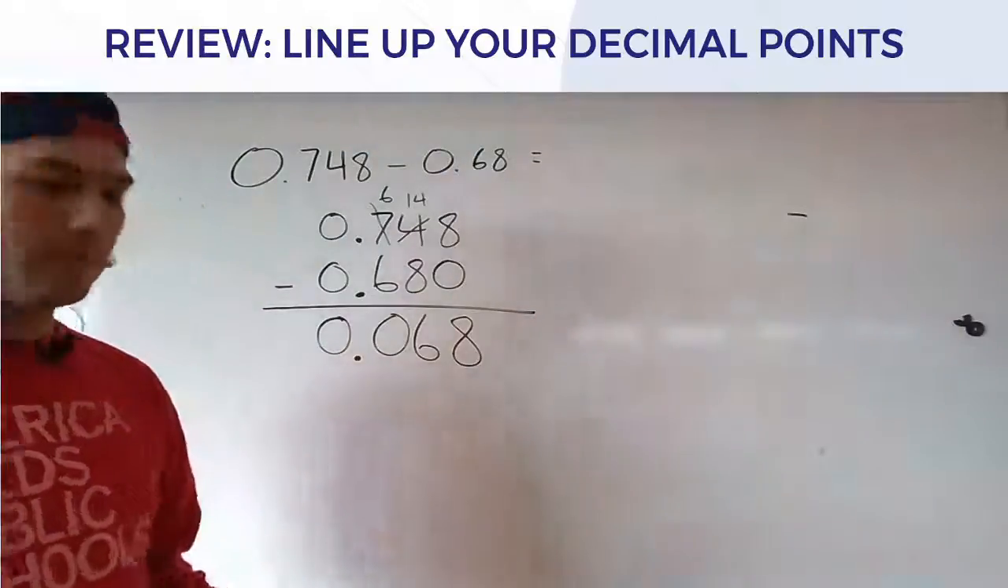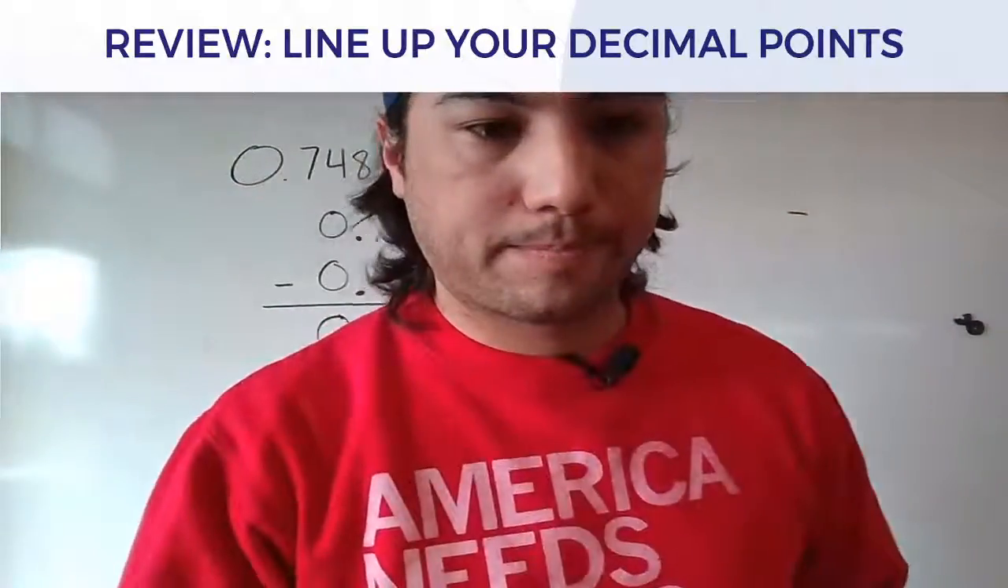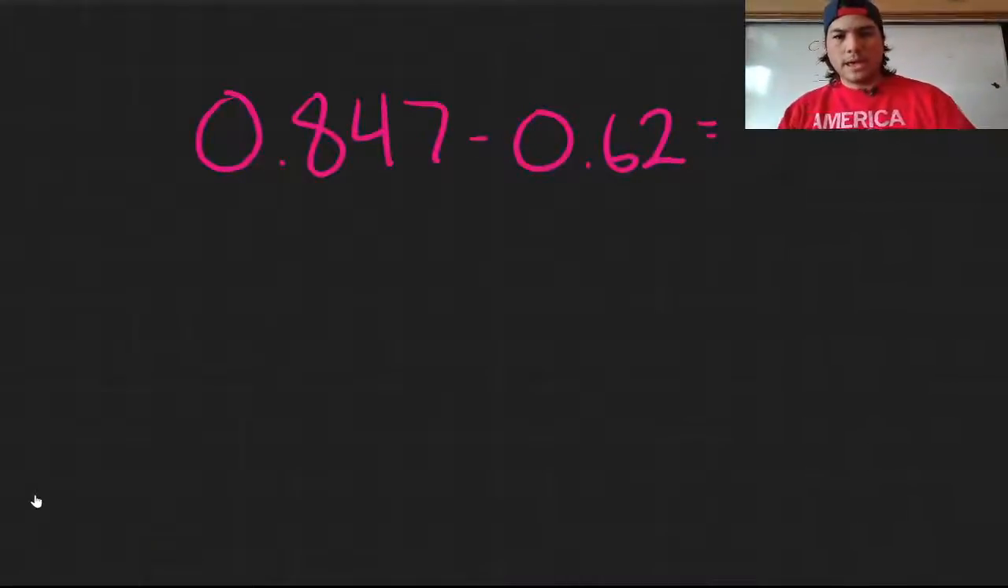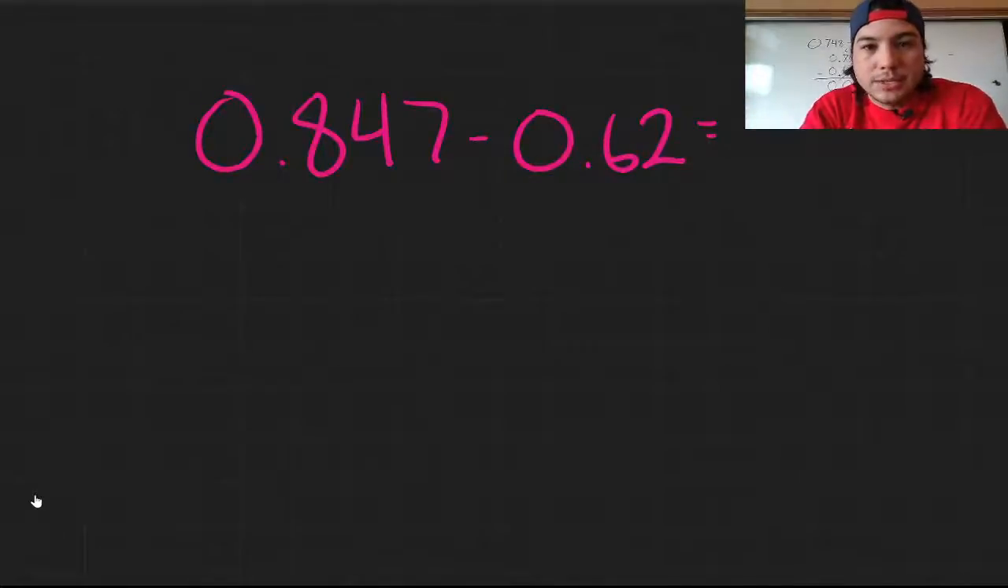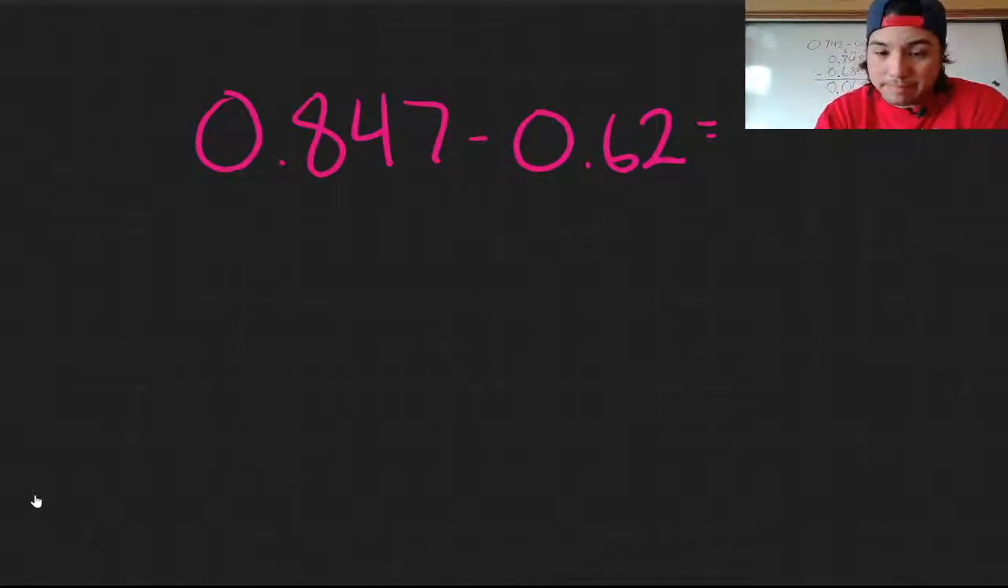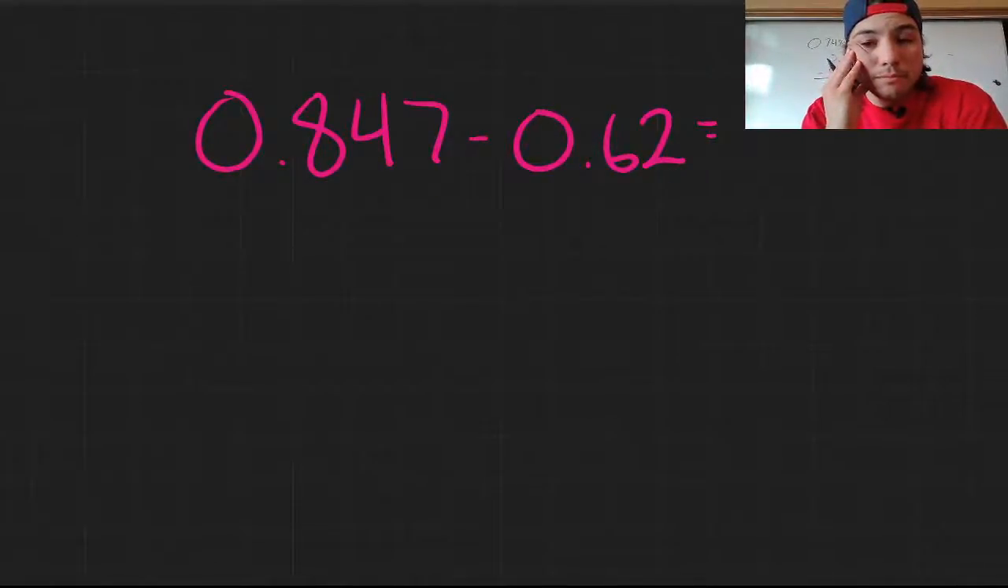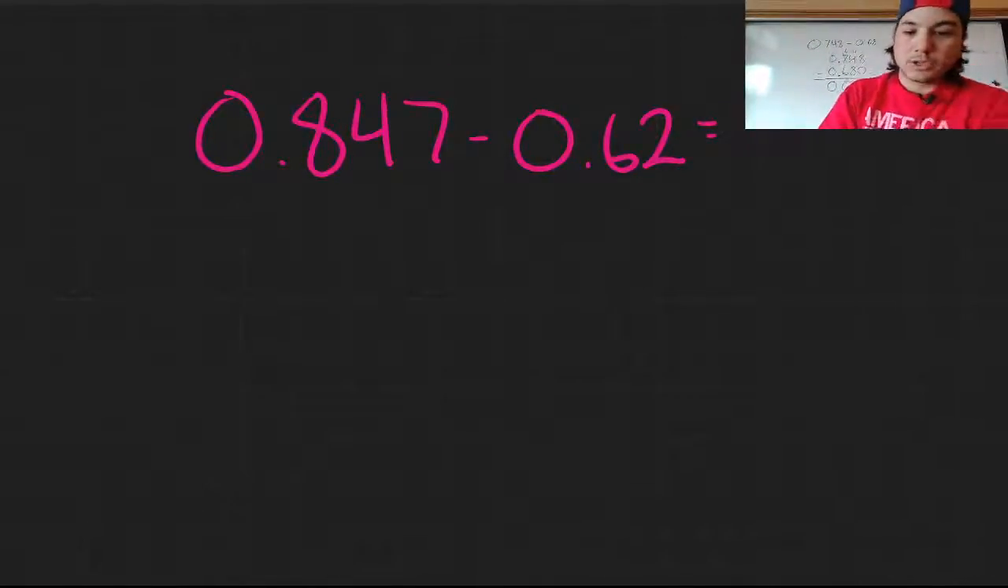Okay? So let's go to our digital whiteboard and try a few. First one here. 847 thousandths minus 62 hundredths. Go ahead and set that problem up in vertical form. If you'll notice right away, you've got 3 decimal places in 847 thousandths, only 2 decimal places in 62 hundredths. So you'll need a 0.